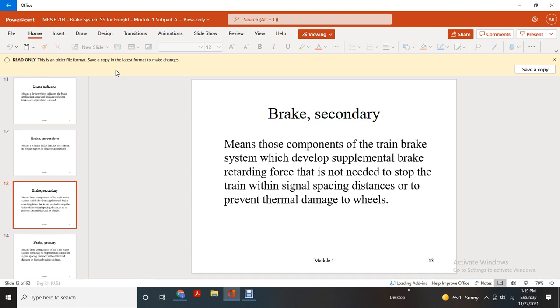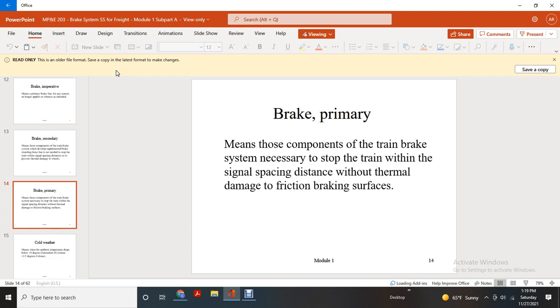Brake, secondary, means the components of the train brake system that develop supplemental braking retarding force that is not needed to stop the train within the signal spacing distance or to prevent thermal damage to the wheels. Brake, primary, means the components of the train brake system necessary to stop the train within the signal spacing distance without thermal damage to the friction braking surfaces.